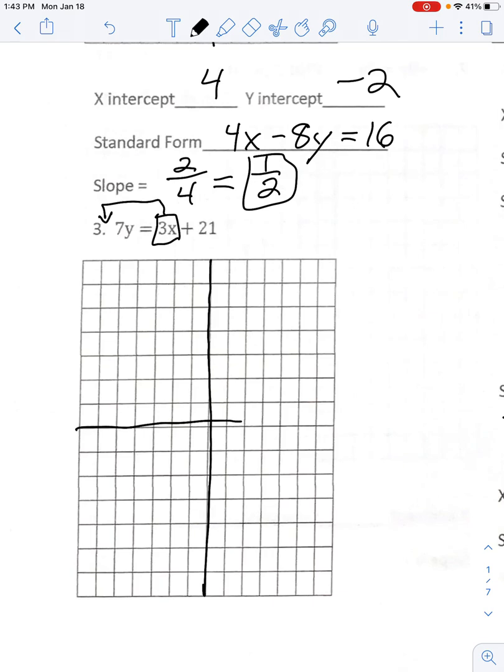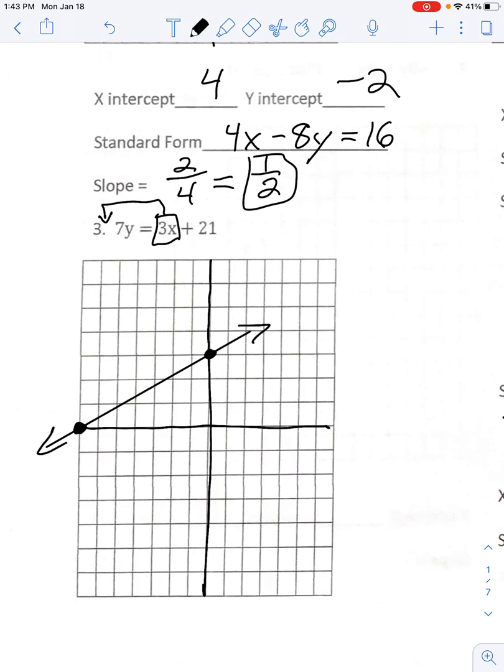Let's plot the x, draw a little bit straighter line here. Let's plot the x at -7. So -1, 2, 3, 4, 5, 6, 7, right on the very end. And then our y is at +3. And then we draw our line like so.